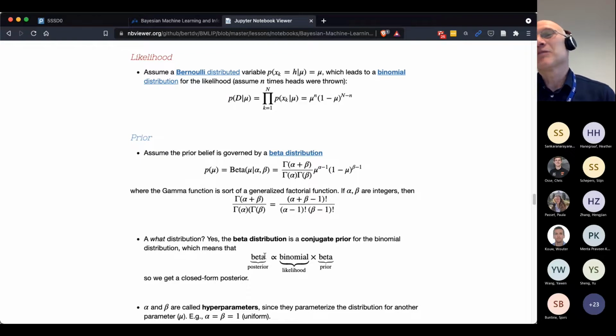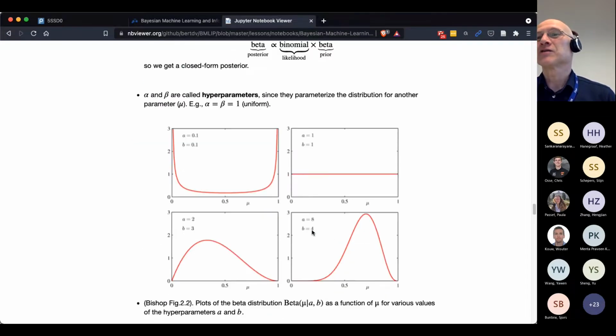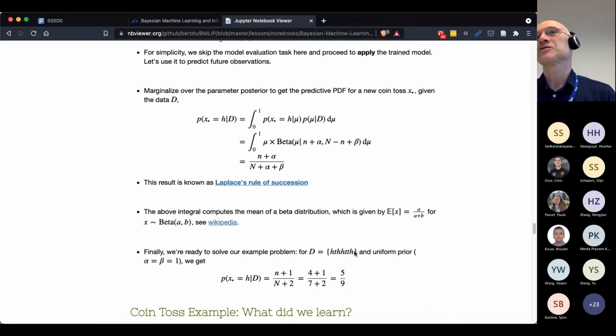So the main reason is that you get a very nice analytical answer. And by changing these knobs, these alpha and beta, you are very likely able to express what you believe about this coin. So it's a flexible distribution that allows you to express different kinds of beliefs.